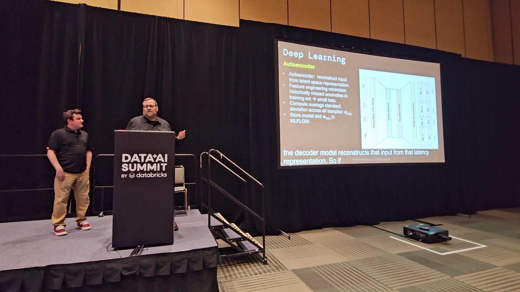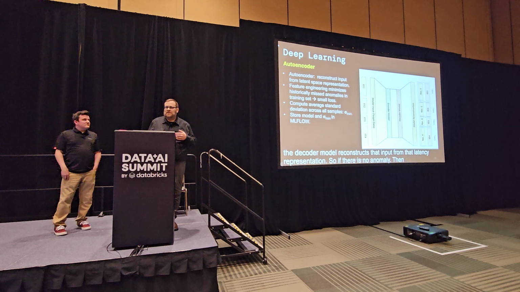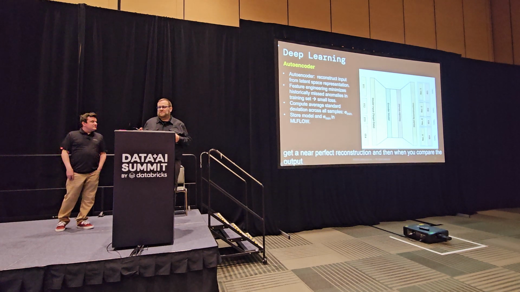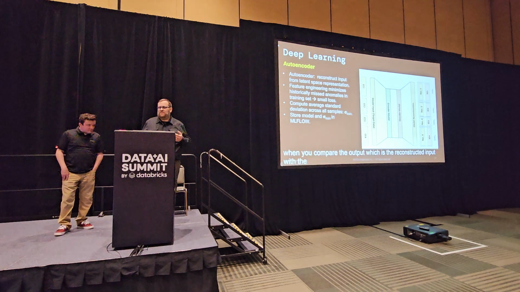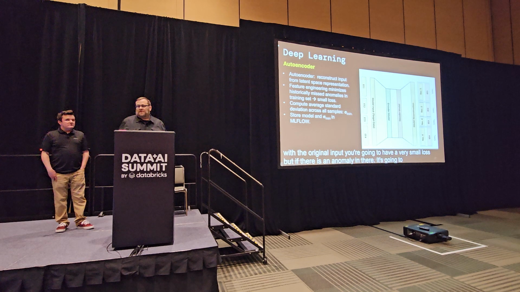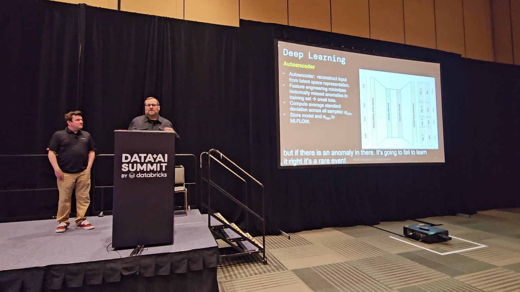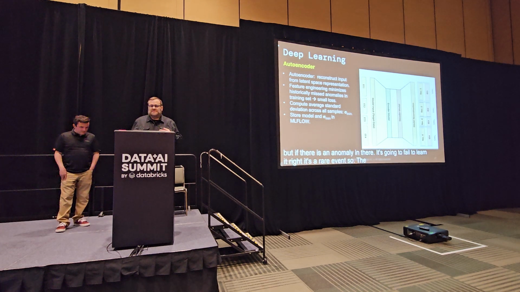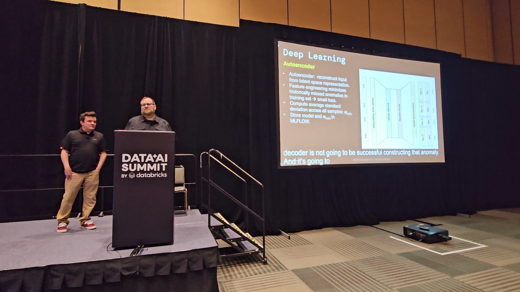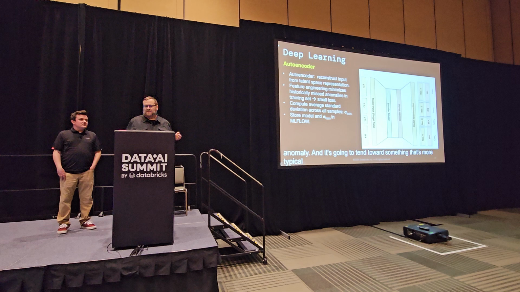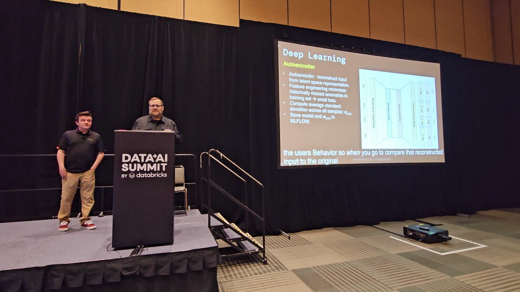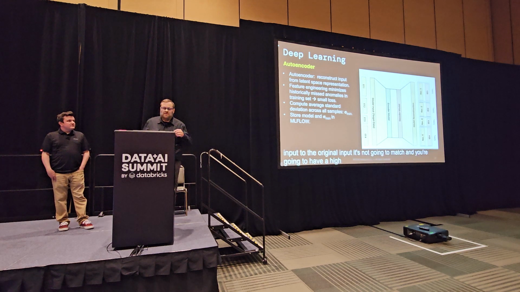So if there is no anomaly, then it's going to get a near perfect reconstruction, and when you compare the output, which is the reconstructed input, with the original input, you're going to have a very small loss. But if there is an anomaly in there, it's going to fail to learn it, right? It's a rare event. So the decoder is not going to be successful at reconstructing that anomaly, and it's going to tend towards something that's more typical of the user's behavior. So when you go to compare that reconstructed input to the original input, it's not going to match, and you're going to have a high loss.